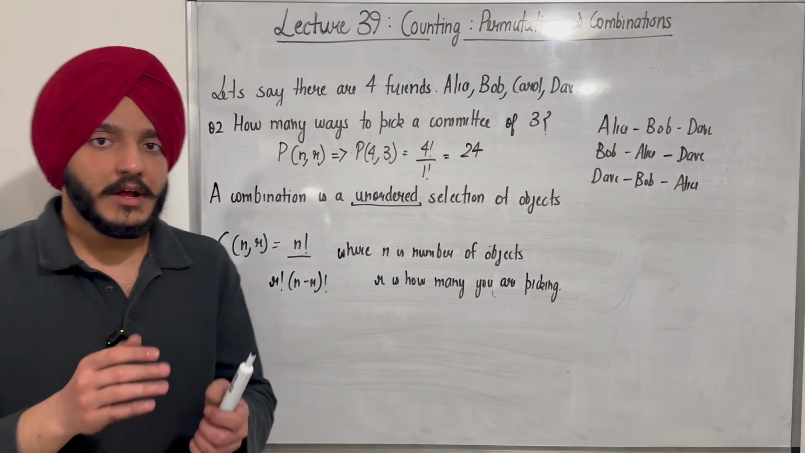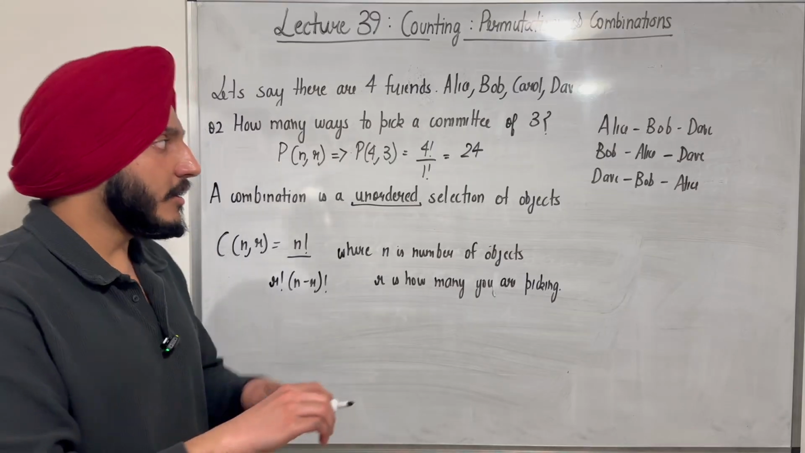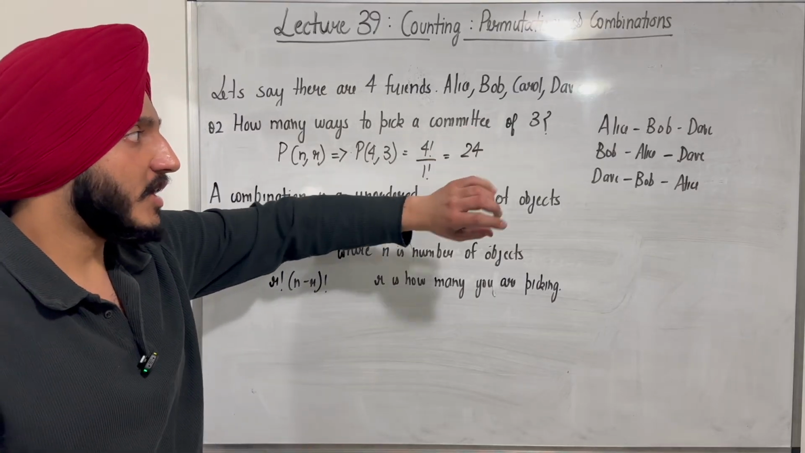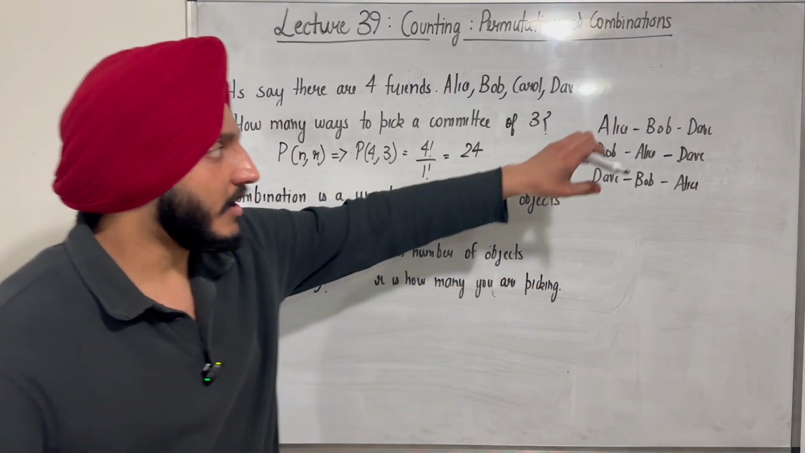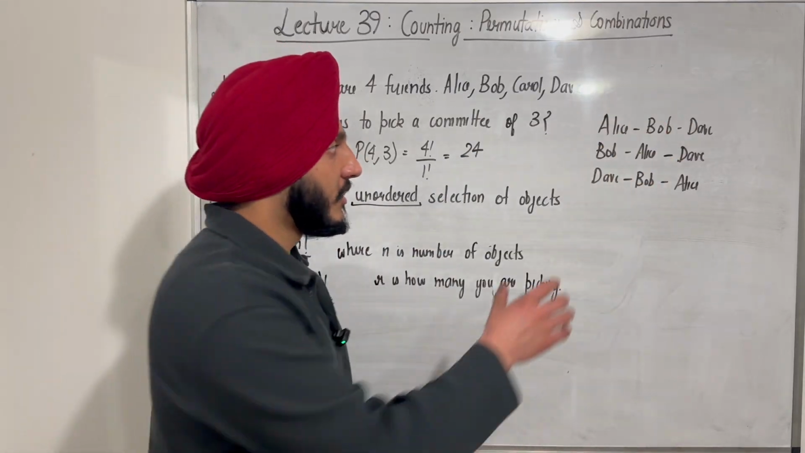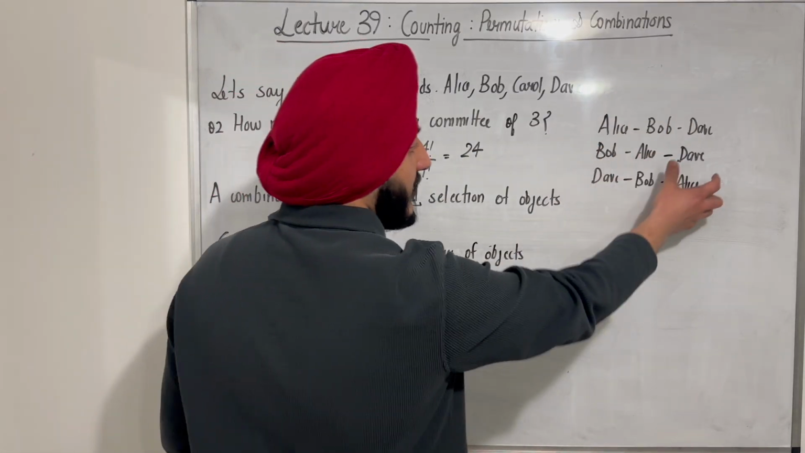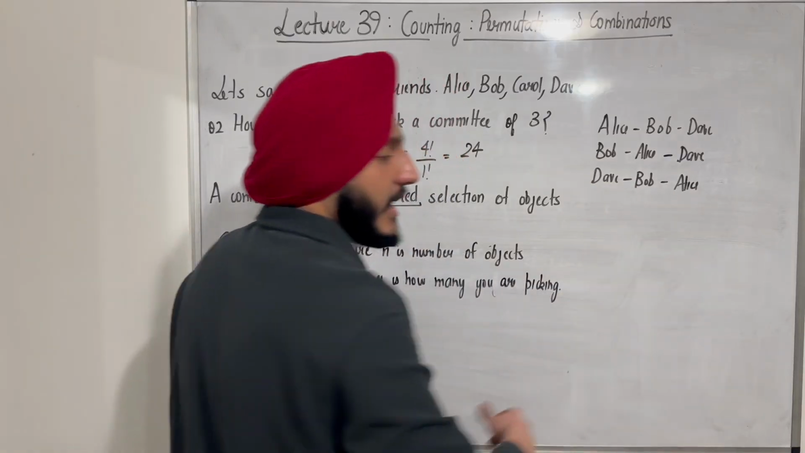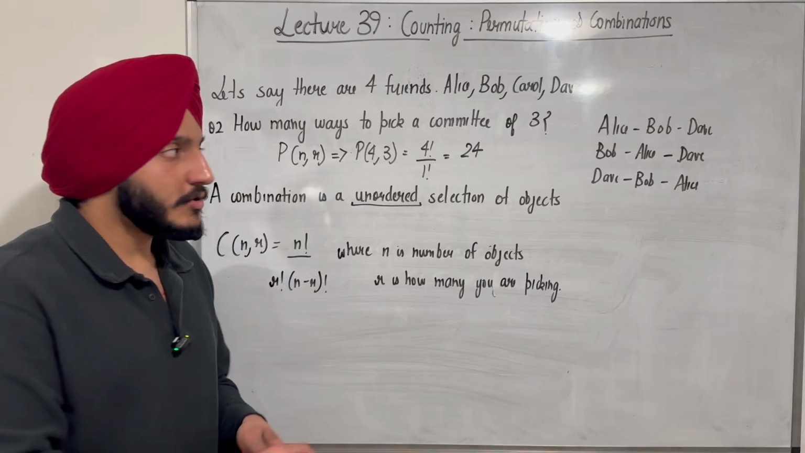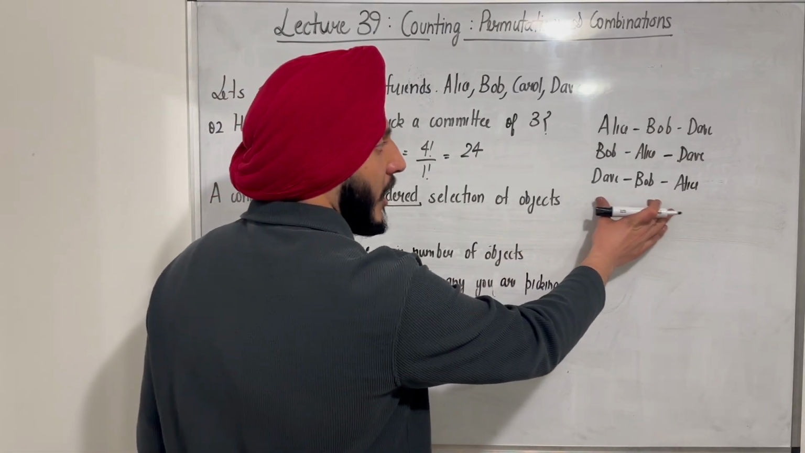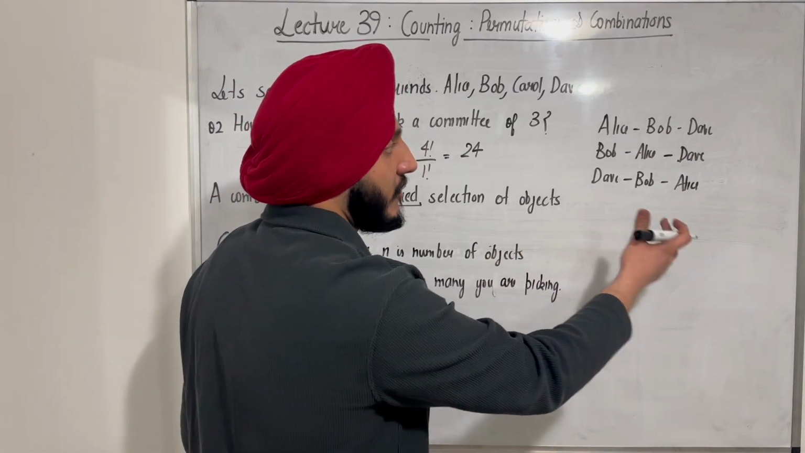So when the order mattered, we had 24 ways in total. But now the question is that the order does not matter, right? So I can have Alice, Bob, and Dave in the same group. If I interchange it to Bob, Alice, Dave, or Dave, Bob, Alice, it wouldn't really matter. So I'm supposed to pick 3 people. So let's just see for these 3 people how many different ways we can arrange them.